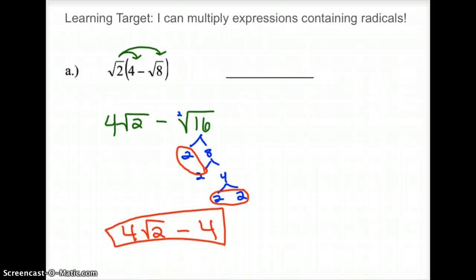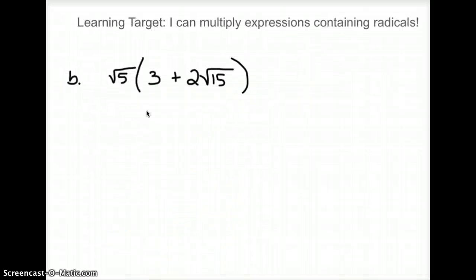All right, rock on. Let's look at another one. Again, I'm going to distribute in the square root of 5 times a 3. Can I multiply and get 15? The 5 is inside, the 3 is out, so that's how I've got to keep it: 3 square root of 5.